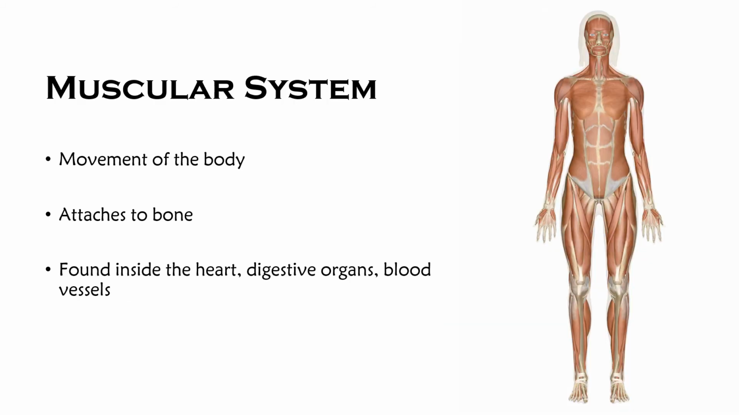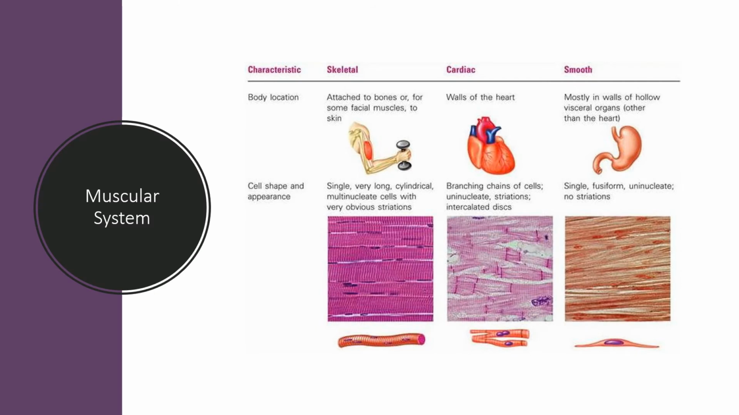Moving on to the muscular system, this is involved in movement of the body. Muscles attach to your bone, but they're also found inside the heart, your digestive organs, and blood vessels. There are several types of muscle tissue. There is skeletal muscle, which is attached to the bones.